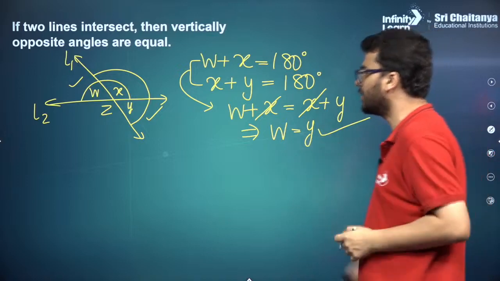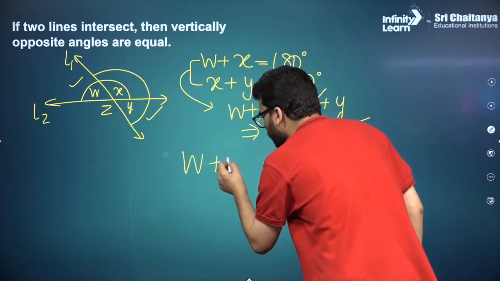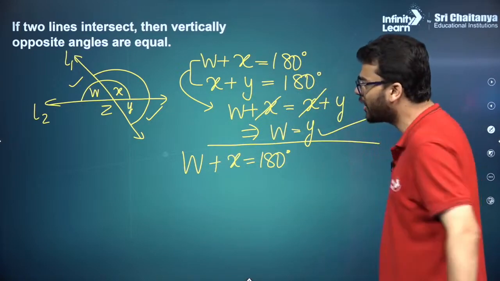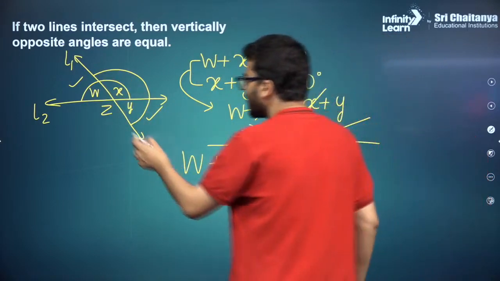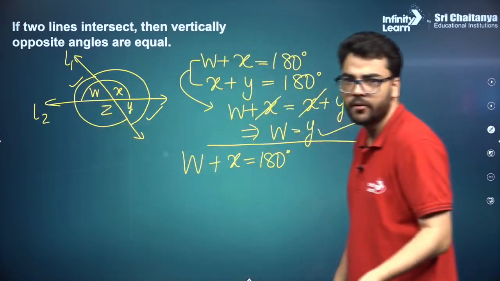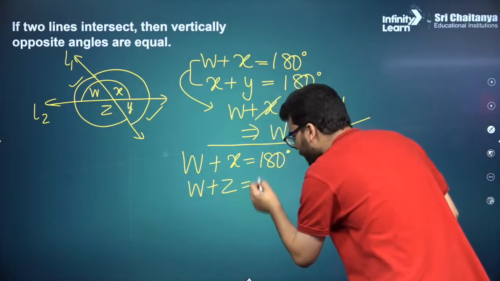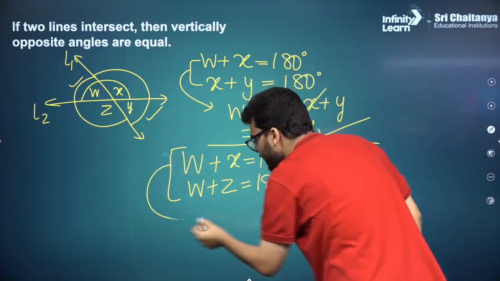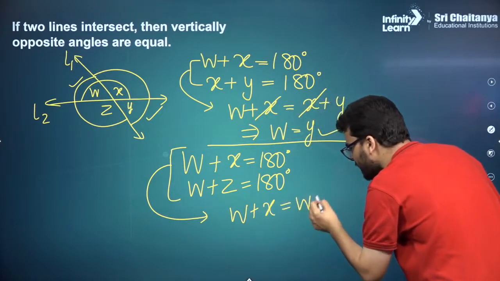In the same manner, we have already seen that W plus X will be equal to 180 degrees, the linear pair axiom over here, correct? Because it is already given that L2 and L1 are straight lines. Now again we can say that L1 is a straight line, so can I not say that W plus Z will also be 180 over here, correct? So from here, if I combine these two results, can I not say that W plus X is equal to W plus Z over here?